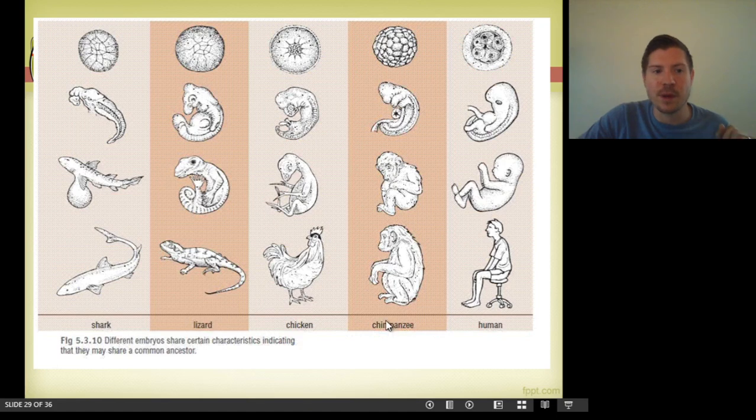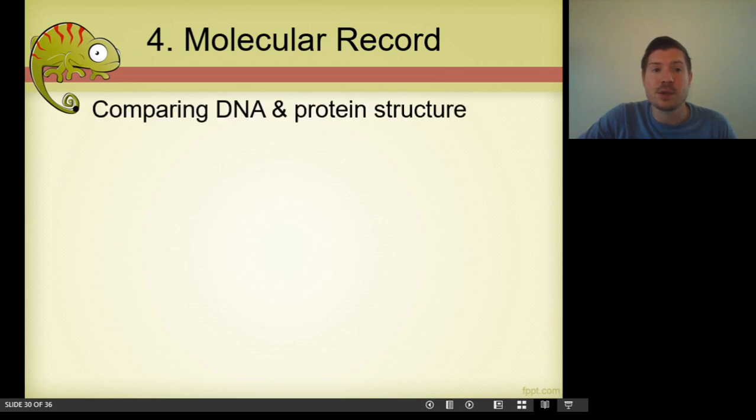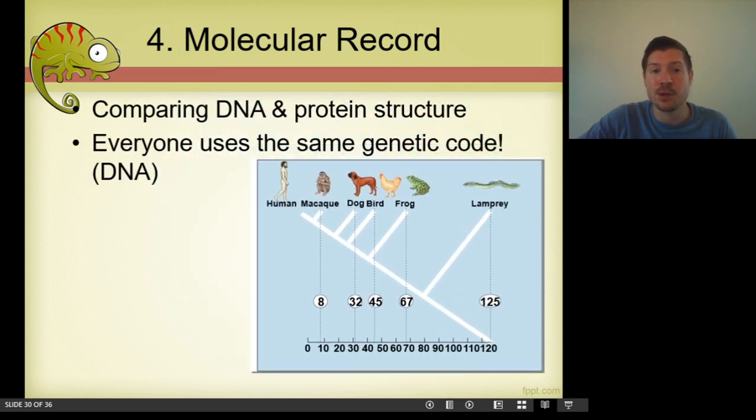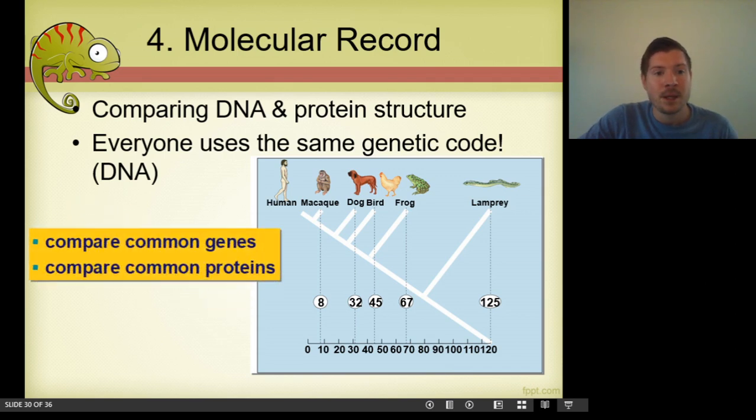Okay, there's just more comparisons of embryos. Alright, I'm going to move on to the last two here. The molecular record, or DNA evidence. We can see DNA and protein structure similarities to see how closely species are related. For example, all species on Earth use the same genetic code. This is strong evidence that all life on Earth is related. It comes from a common origin. And we can compare different genes to see similarities and differences.